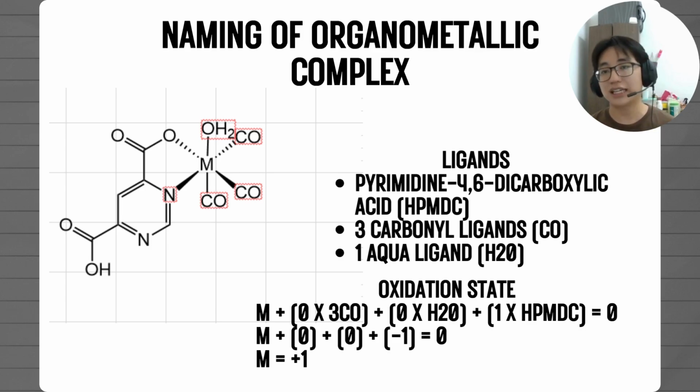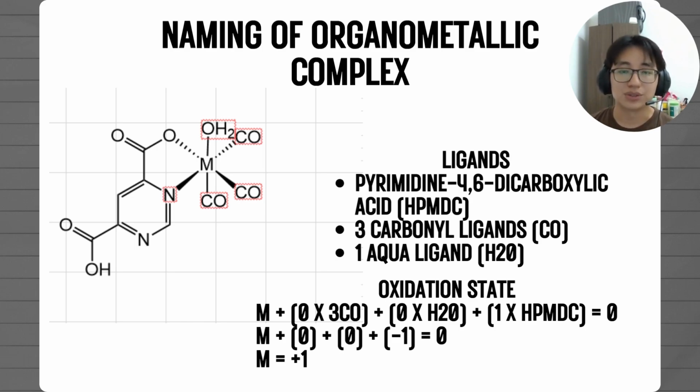We'll start with the left side one. The left side has several ligands, including pyrimidine 4,6-dicarboxylic acid, also known as HPMDC. The reason it is 4,6 is because the N at the bottom starts with 1, and then it goes to the right side, anti-clockwise. So it will be 1, 2, 3, 4, which is the carboxylic acid functional group, and then 5 as well as 6, the bottom one, another carboxylic acid functional group, which is why it is 4,6-dicarboxylic acid. Other than that, there are also 3 carbonyl ligands bonded to the center metal ion, as well as one aqua ligand, H2O.